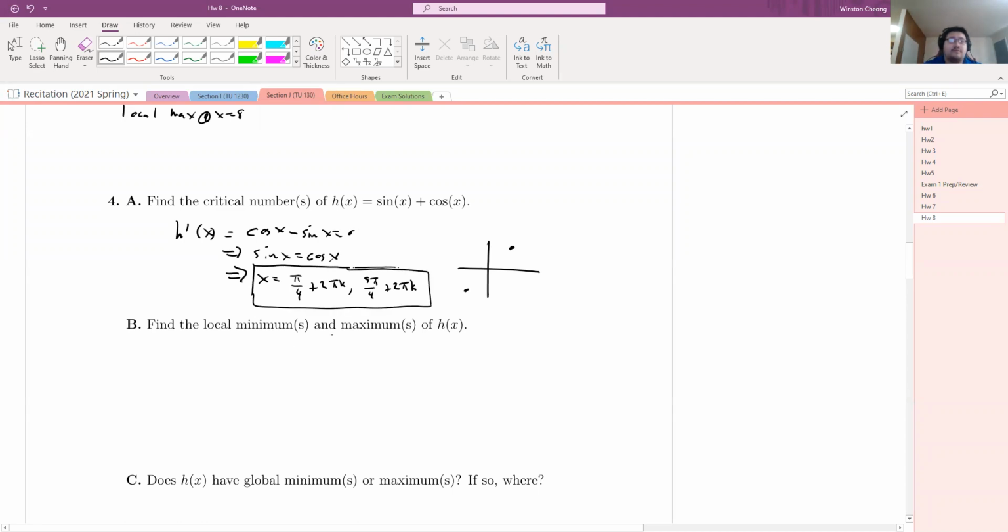Wouldn't that be the same? Couldn't you just do pi over 4 plus pi k? I could, but I'm not going to want to do that. In this case, breaking it into 2 families is useful because we'll see that one of the families is going to correspond to the mins and one of the families is going to correspond to the maxes. So this separation is useful in this case. But that's a good point.